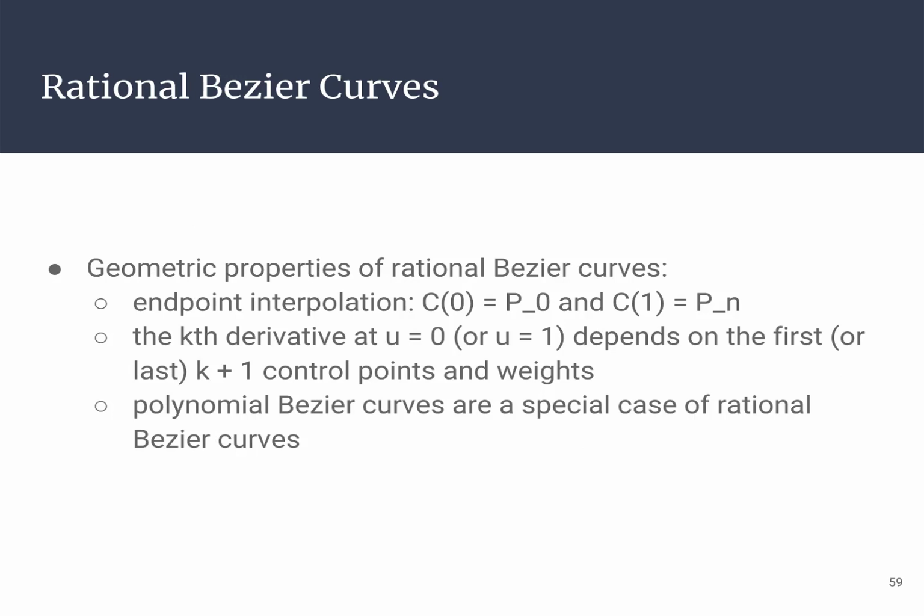We have endpoint interpolation, where C of 0 equals P sub 0 and C of 1 equals P sub n. The kth derivative at u equals 0 depends on the first k plus 1 control points and weights. Similarly, the kth derivative at u equals 1 depends on the last k plus 1 control points and weights. And we have that polynomial Bezier curves are a special case of rational Bezier curves.